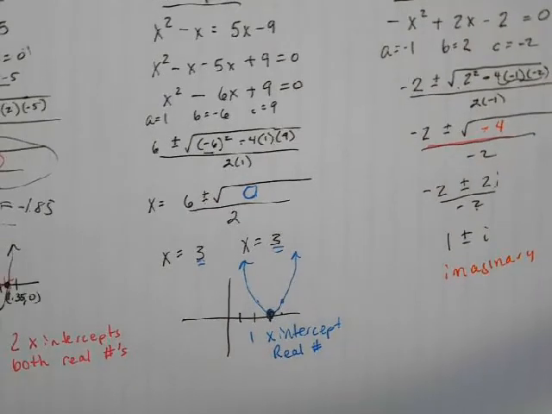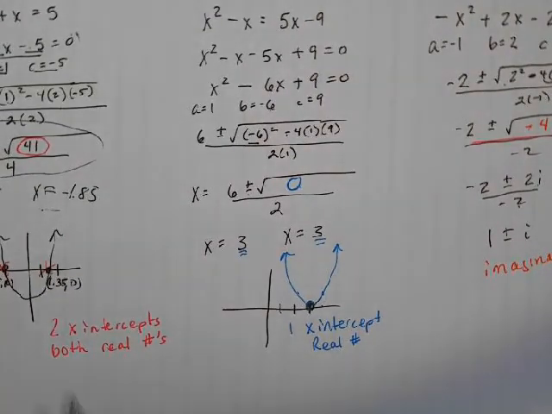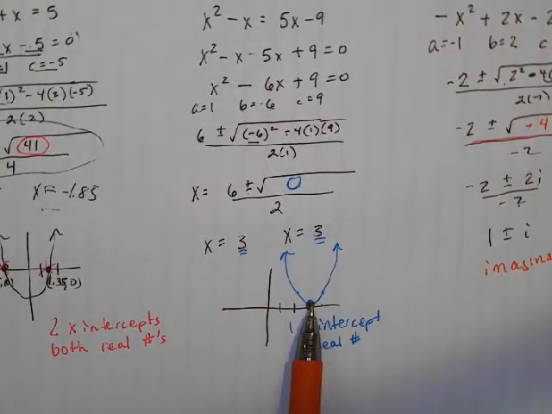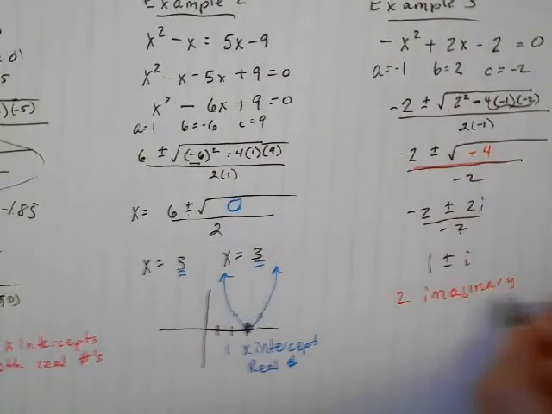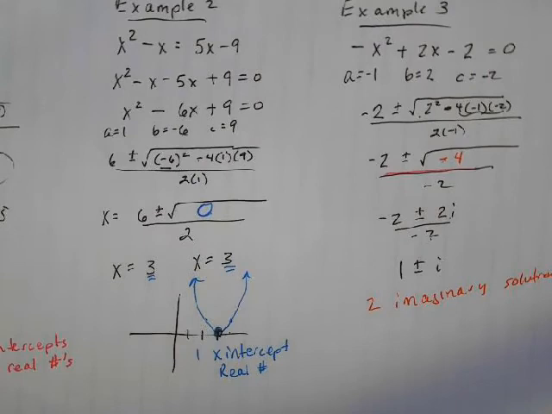So since they're imaginary, that's going to mean something about our graph. So here I had two real x-intercepts. So I had two real numbers, two places where it crossed the graph. Here I had one real number, one place where it crosses the graph. This time I have two imaginary solutions. And let's think about what this graph looks like.